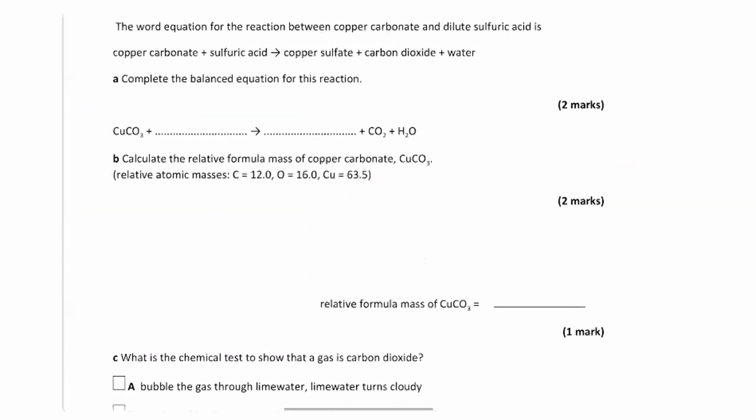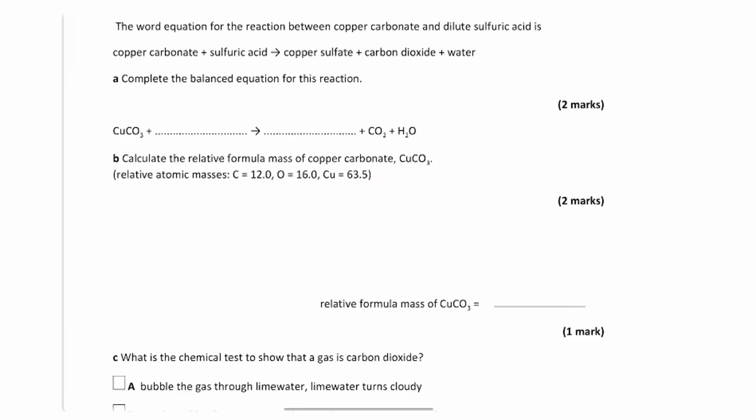Question 3. The word equation for the reaction between copper carbonate and dilute sulfuric acid is copper carbonate plus sulfuric acid gives copper sulfate plus carbon dioxide plus water. Complete the balanced equation for this reaction. So they've started you off.